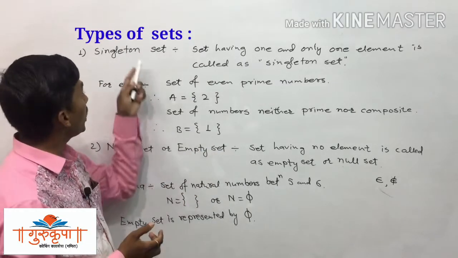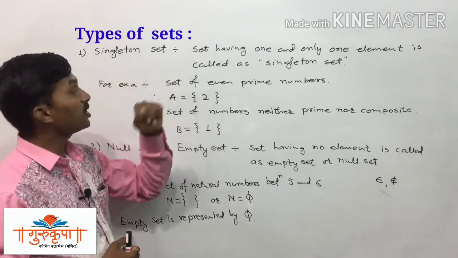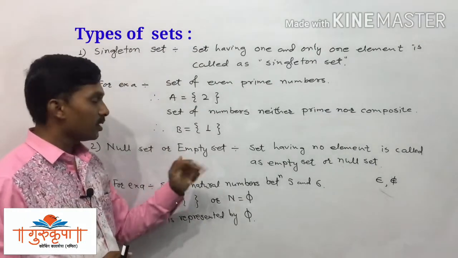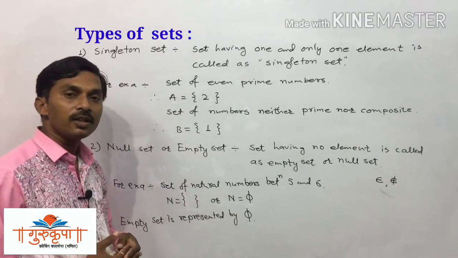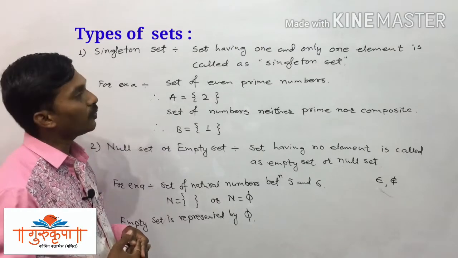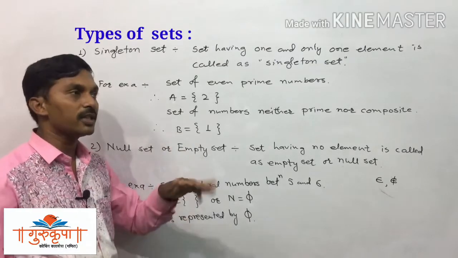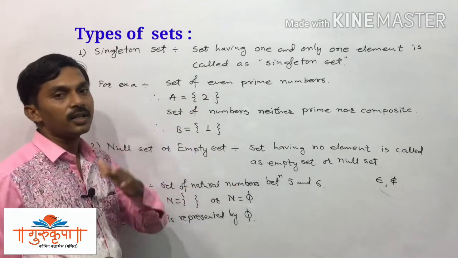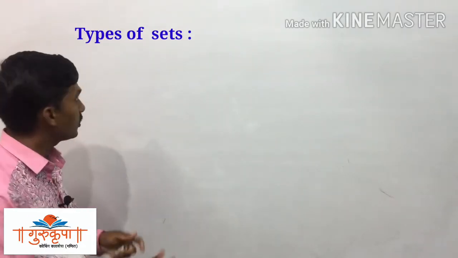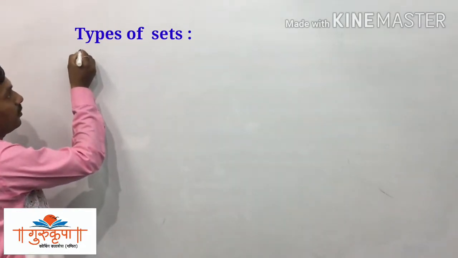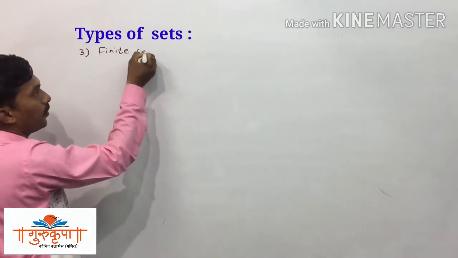We studied two types of the set here. Totally we have four types in all. First one is singleton set, second one is null set or it is also called empty set, and now you have to take the third type. We have four types, that is singleton set, null set or empty set, then finite set and the infinite set. Third type of set, that is finite set.